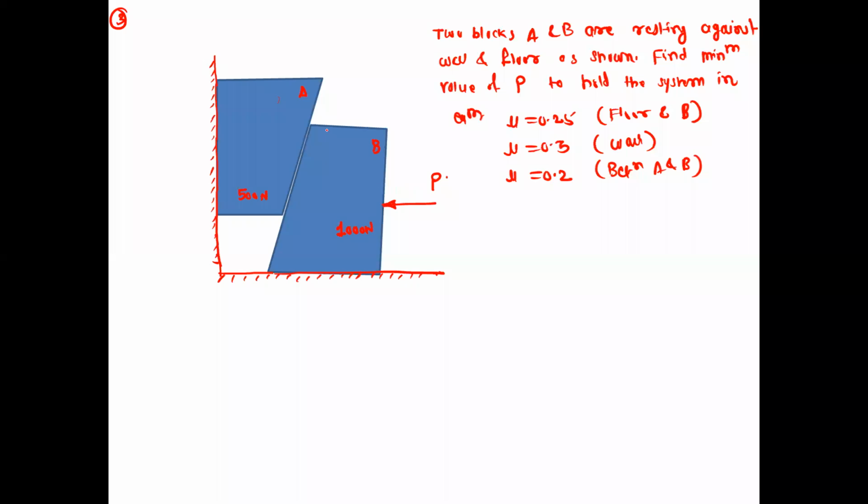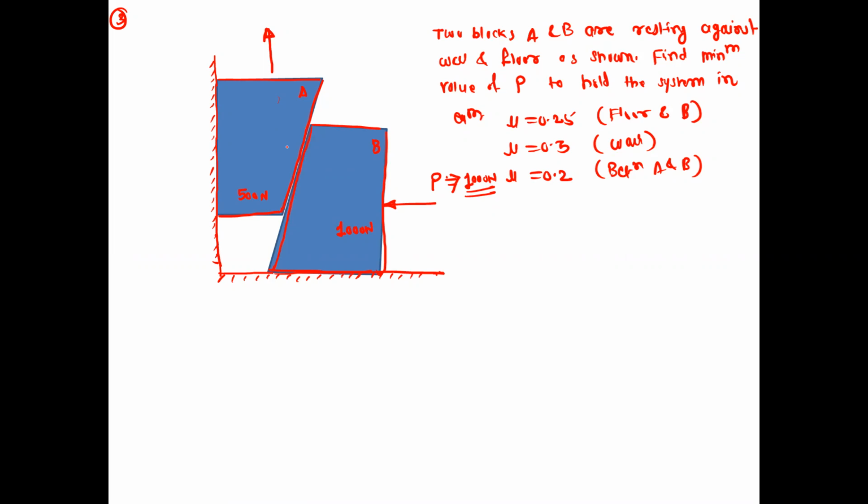So if you observe this geometry, this is the block A, and this is the block B. So suppose you apply a maximum force P. Let us take this maximum value as 1000 Newton, just as one example. Suppose you apply 1000 Newton force and it is a maximum value, then there is no motion possible in the upward direction.